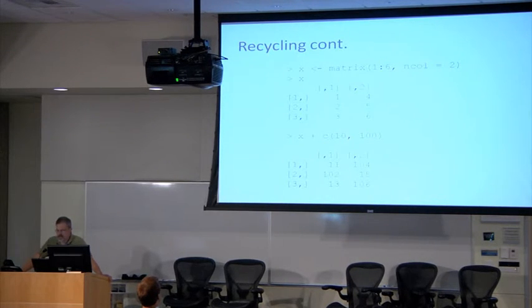Now, if I add the vector 10, 100 to this matrix, you might think it would add 10 to the left column and 100 to the right. But no, to R, that matrix is really a long string of numbers stored by columns, and so it adds the shorter vector to that by columns. So it starts at the top, works its way down the columns, alternately adding 10 and 100.